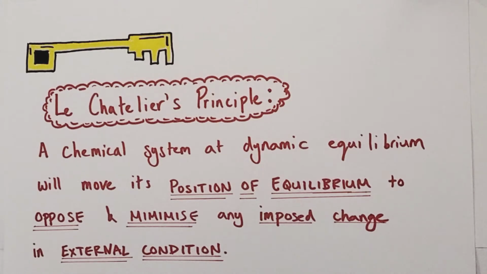What that means is, if for example there was an increase of temperature on a reaction system at dynamic equilibrium, the dynamic equilibrium system responded to that increase in temperature and moved its equilibrium position in a direction which allowed it to take in heat energy from its surroundings to a greater extent to bring down the temperature and minimize or oppose the imposed increase in temperature the reaction system was experiencing.